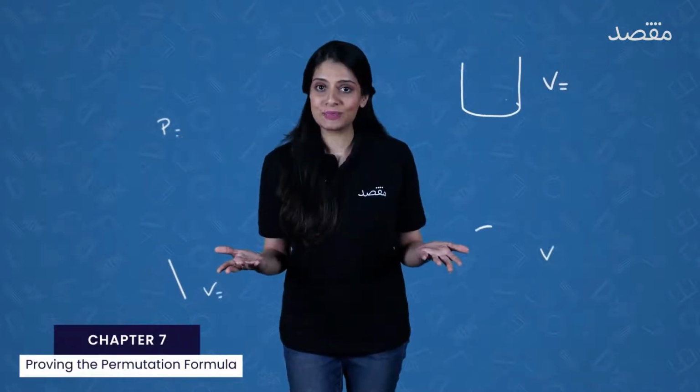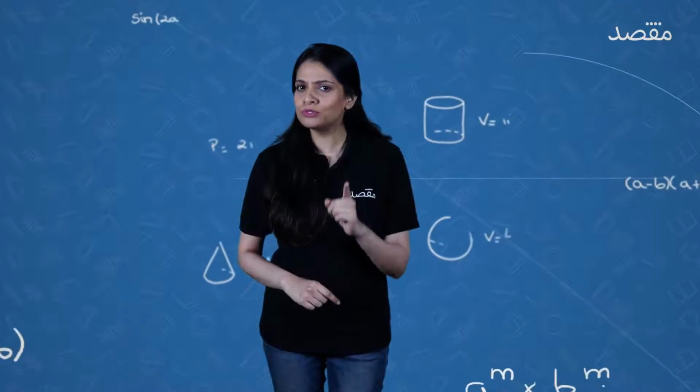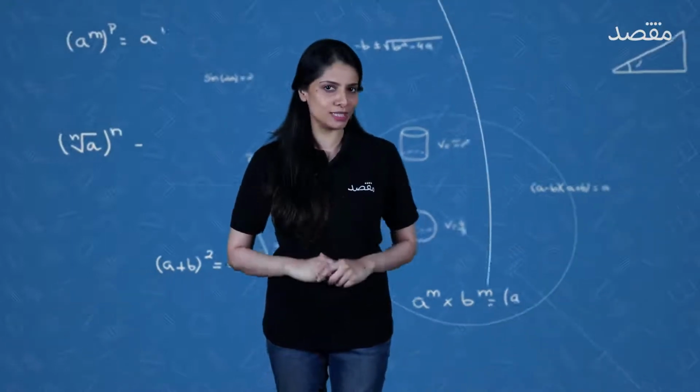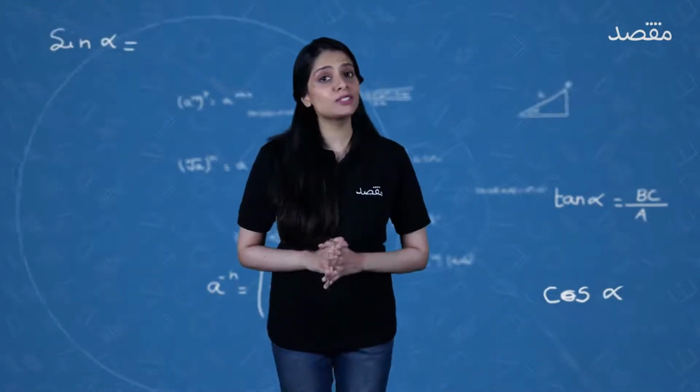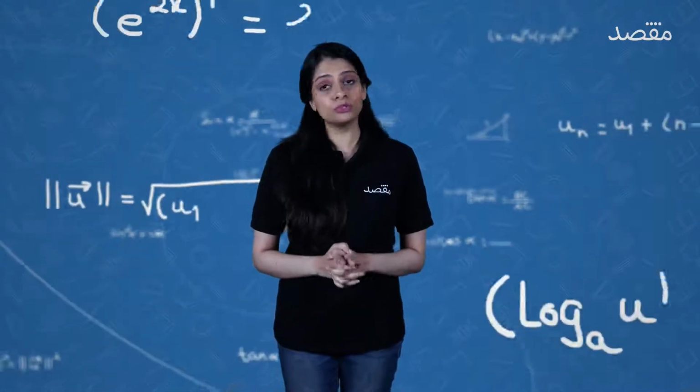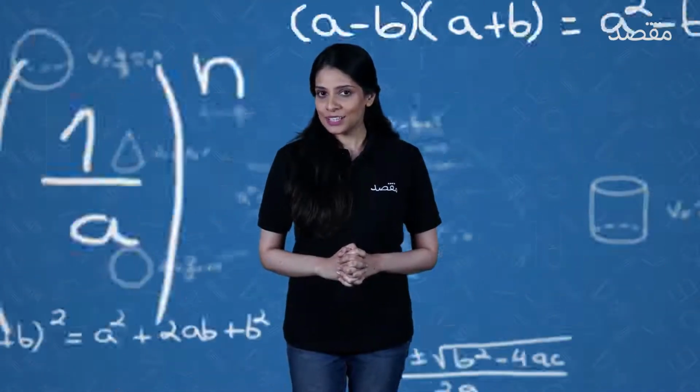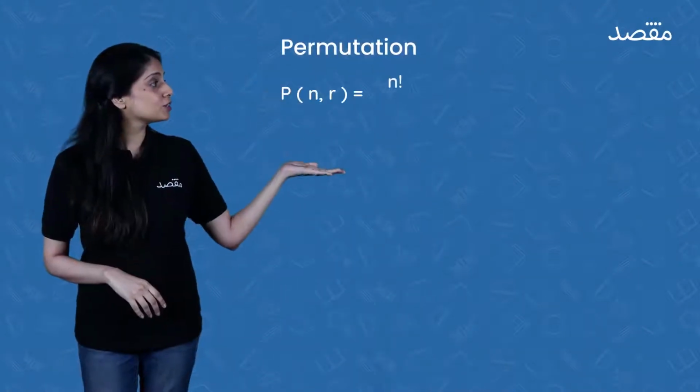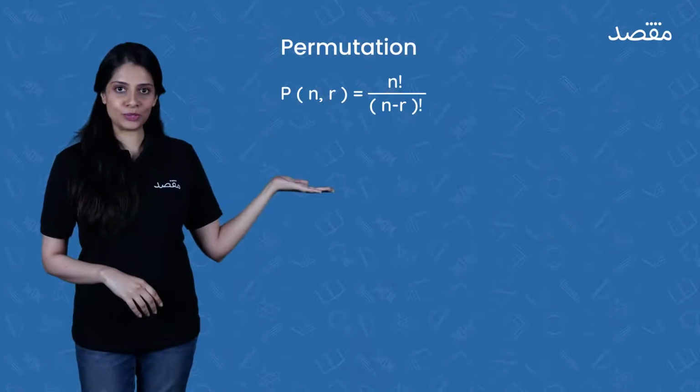So why do mathematicians insist on proving everything? Math is the only subject in which you can prove your hypothesis with 100% accuracy. अब तक हम जान चुके हैं कि formulas को prove करना कितना important है, right? So let's try to prove the permutation formula, which is n factorial divided by n minus r factorial.